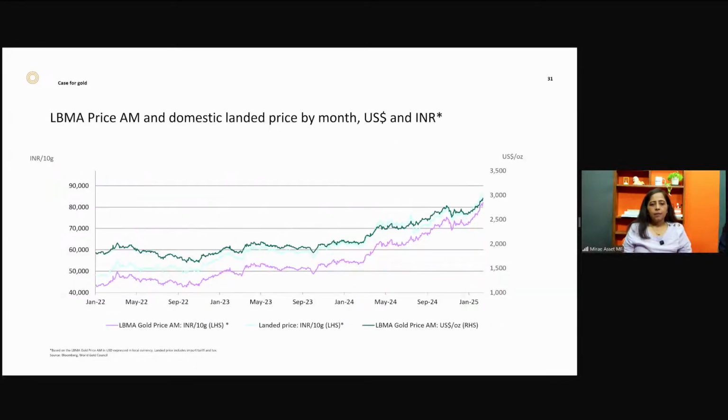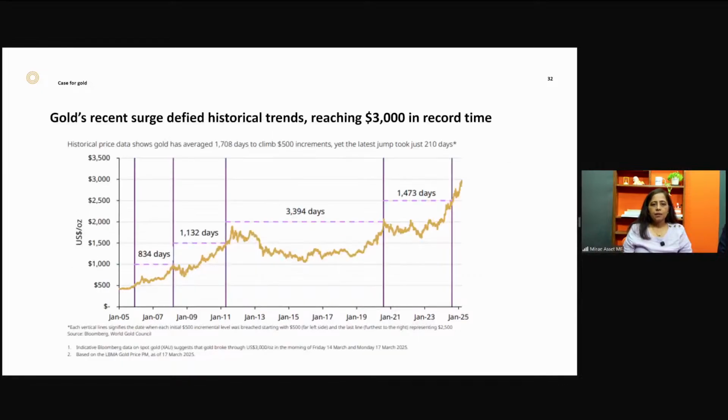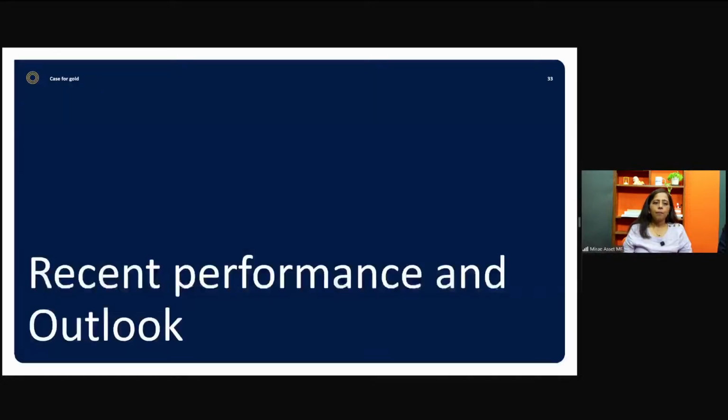LBMA price, this is up to January. We've seen there's a steady increase since 2022. And if you look at the recent surge, like I mentioned, gold has crossed $3,000 in record time. And it's one of those reasons where we see the demand for gold going up as a safe haven asset, as an insurance for your portfolio, as an alternative to the dollar.